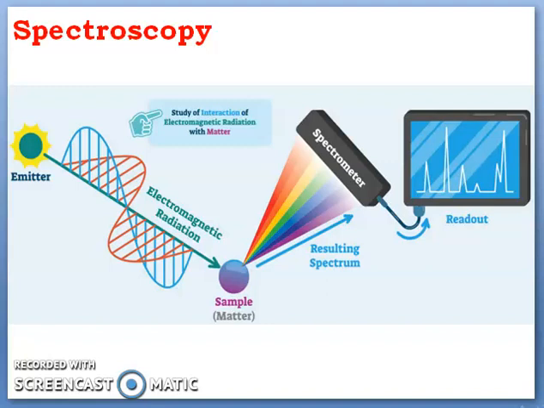We will learn about this in detail in the next modules. For now, just keep this point in your mind: the electromagnetic radiation interacts with the matter. During the interaction, some amount of energy from the radiation might be absorbed or emitted by the matter, which is recorded in a readout as a spectrum.